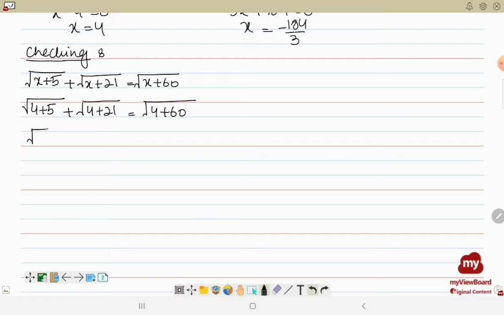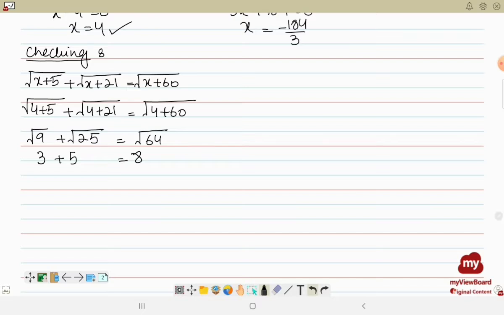We are having 9, we are having 25, we are having 64. Open up the square roots, we'll get 3 plus 5 equals 8. So this means x equal to 4 satisfies the given equation, so it will go into the solution set.